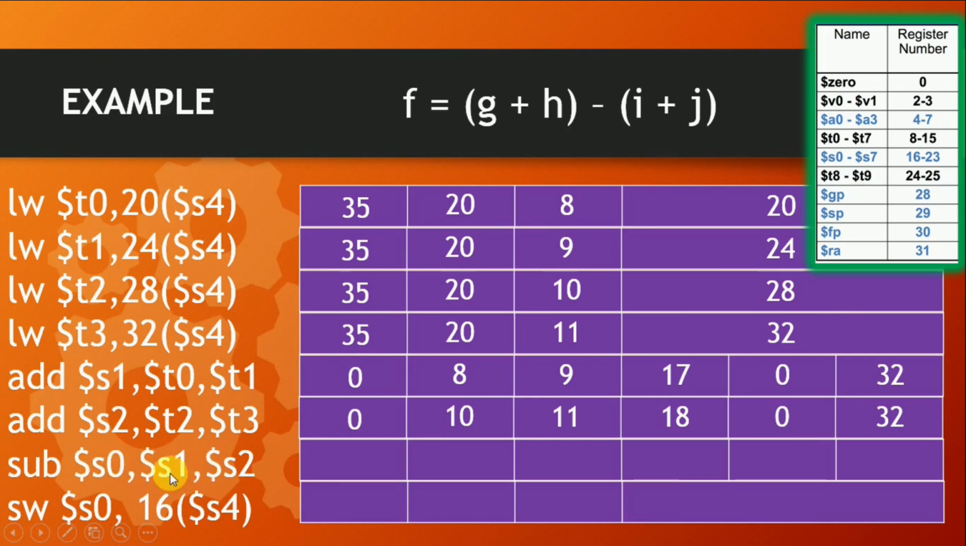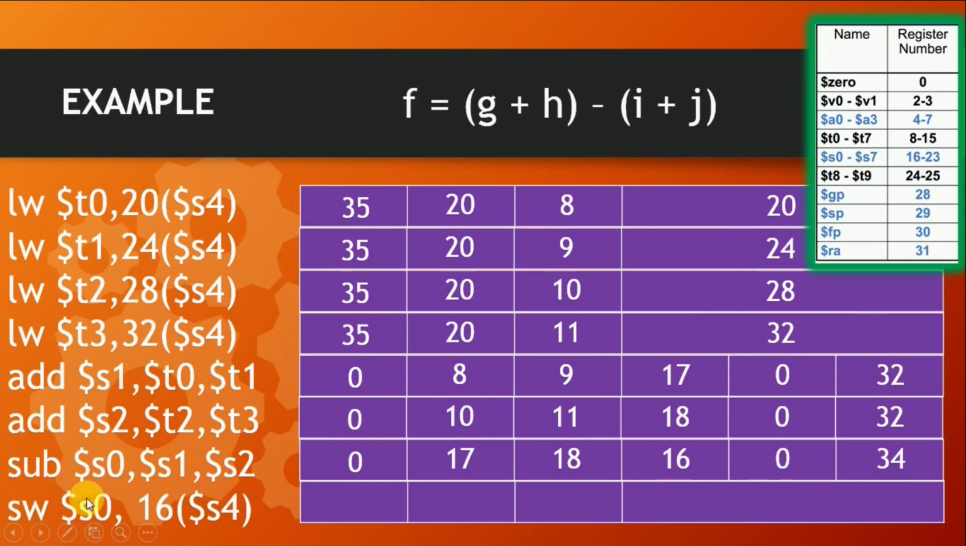Then for subtraction, it is an R-type instruction, so my opcode is 0, function value what we have referred in the sheet is 34. S1 is the first source register, S1 is 17, S2 is 18, S0 is my destination register, so 16. There is no shift amount.